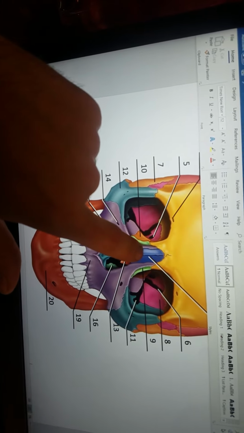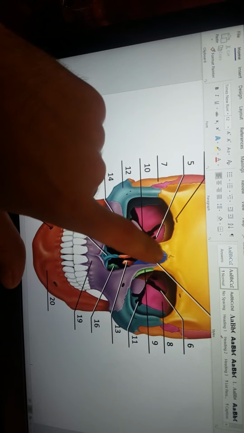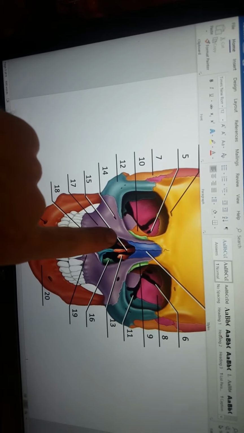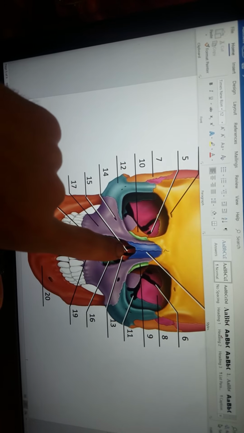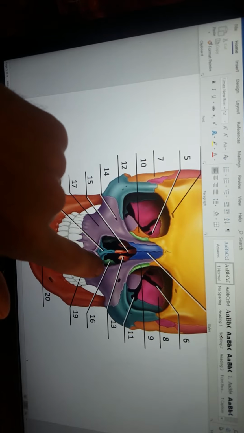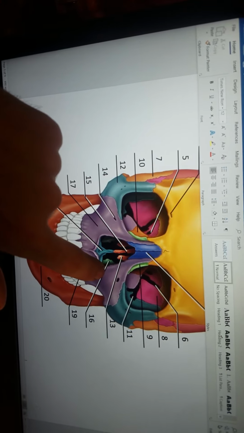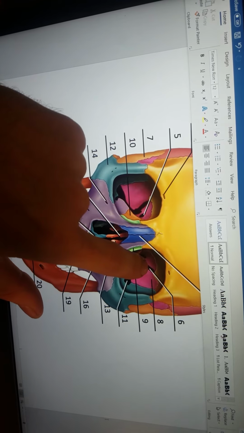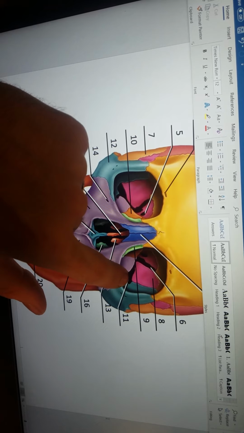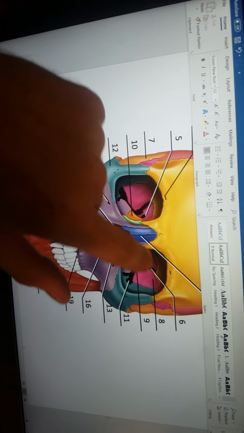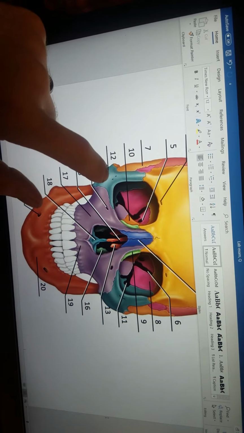The blue here is the nasal bone, and then we have the perpendicular plate of the ethmoid, and this is the middle nasal concha for 13, and the inferior nasal concha for 16, as well as inside the eye. We'll have the superior orbital fissure, and 11 is the inferior orbital fissure. 8 is the ethmoid bone. 12 is the zygomatic bone.